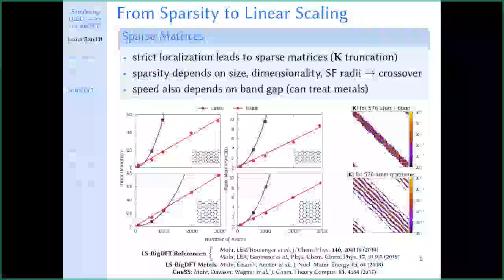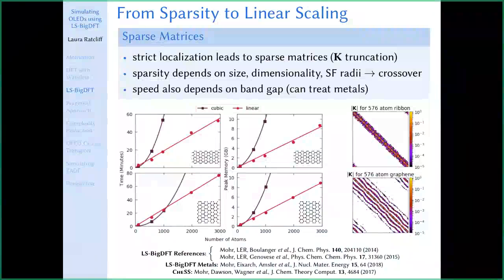So once we combine these support function and density kernel optimizations, we then end up with strict localization. Strict localization means we end up with sparse matrices, and we can take advantage of this sparsity to have a linear scaling method. The level of sparsity will depend on the type of system, so the size and the dimensionality. For example, if we take a graphene nanoribbon versus graphene, you can see that the nanoribbon has a more sparse density matrix at the same system size compared to the graphene. And so this means that for the nanoribbon, the linear scaling approach has a much lower crossover compared to the cubic scaling approach than it does in the graphene case.